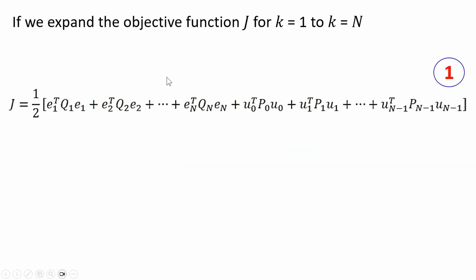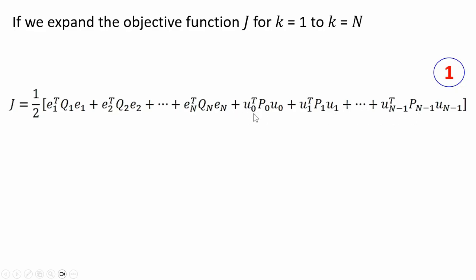What we are doing here is putting the values of k from 1 to N into this function. So for k equals 1 it will be e1 transpose Q1 e1, for k equals 2 it will be e2 transpose Q2 e2. And similarly, the same thing also applies for the control input. Now for the control inputs we can also expand it.